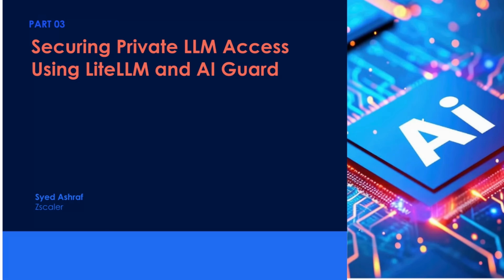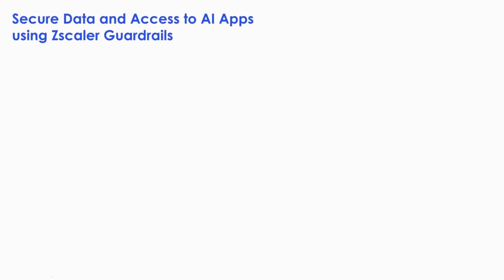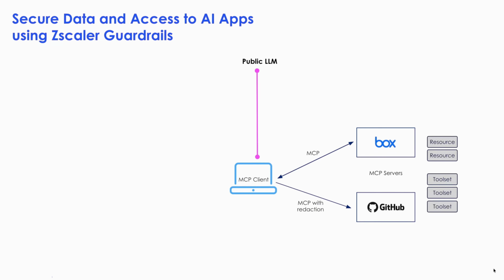Hello everyone. In this video, we'll see how Zscaler AI Guardrail can protect the workflows between AI client and the enterprise-hosted private LLMs. In the previous two videos, we covered agent-to-public LLM communication. We saw MCP agent connects to Box and Git MCP servers, get raw data. Sensitive information was redacted and the sanitized result was stored in the Git repo.